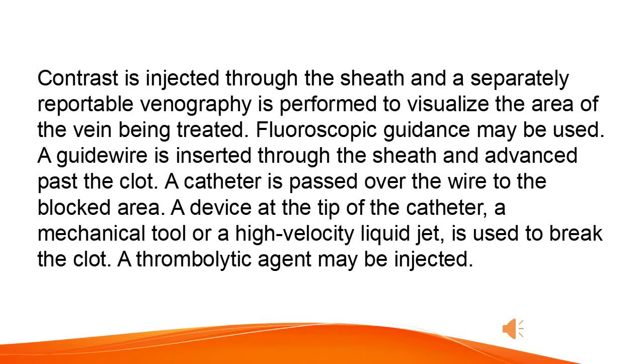Contrast is injected through the sheath and a separately reportable venography is performed to visualize the area of the vein being treated. Fluoroscopic guidance may be used. A guide wire is inserted through the sheath and advanced past the clot. A catheter is passed over the wire to the blocked area. A device at the tip of the catheter, a mechanical tool or a high-velocity liquid jet, is used to break the clot. A thrombolytic agent may be injected.